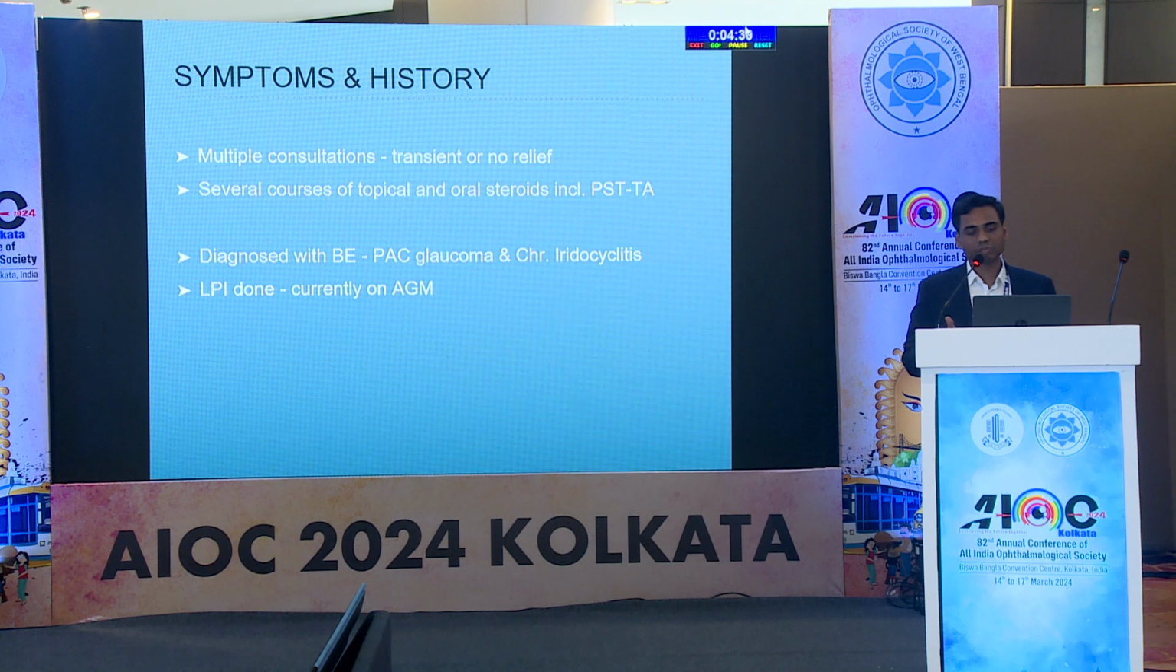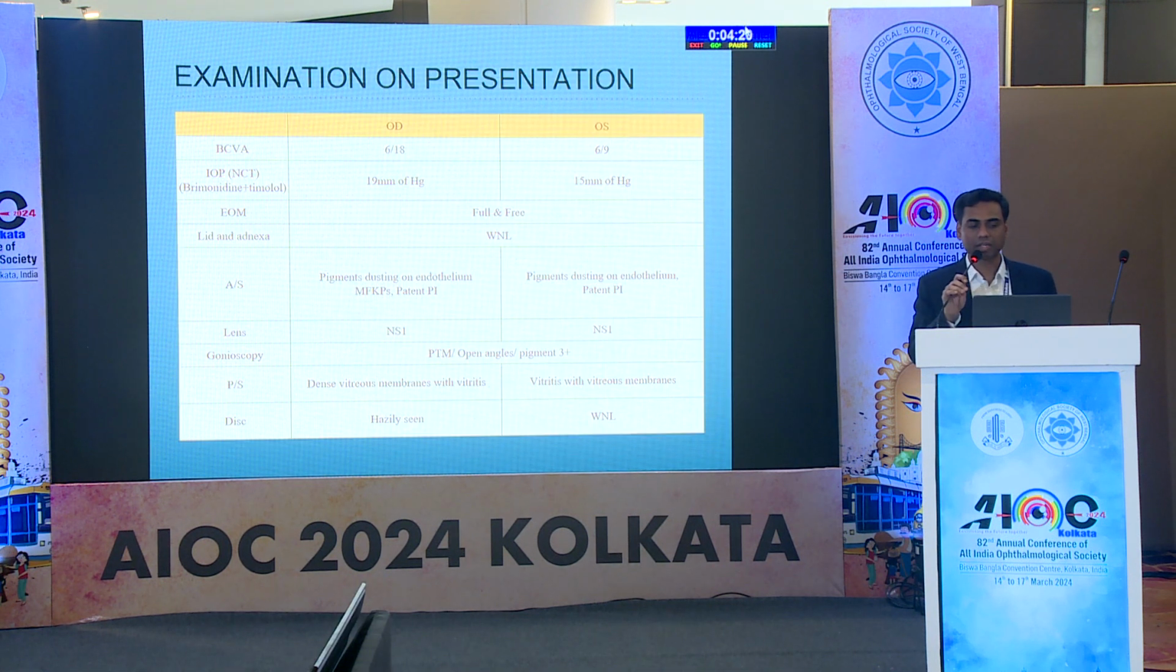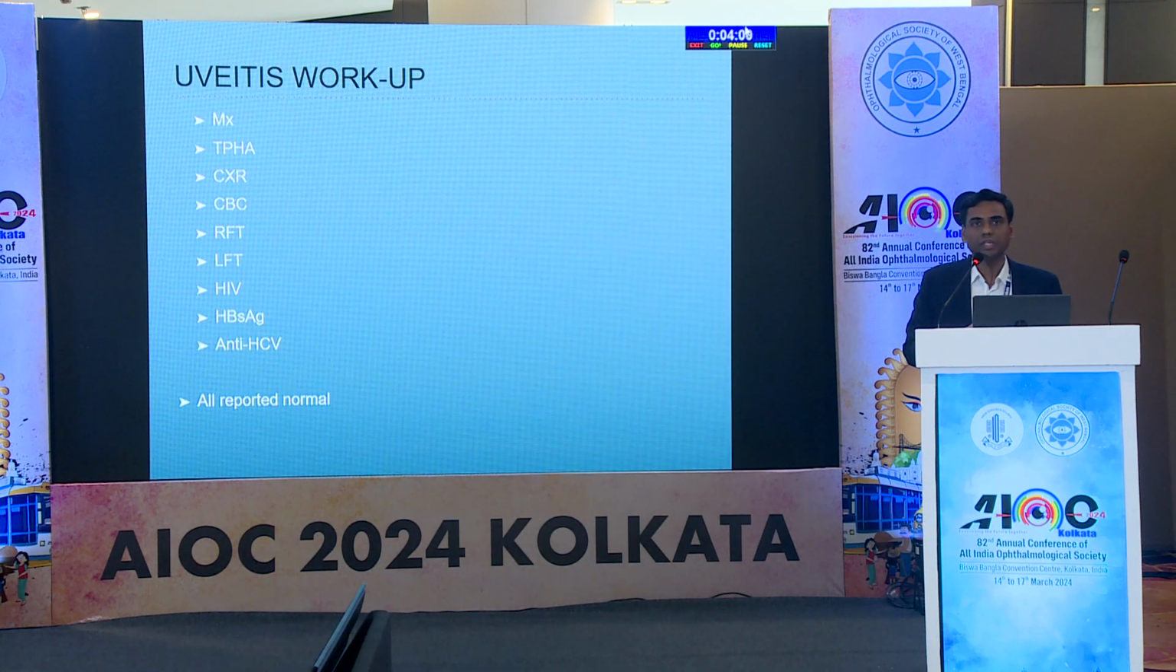She was even diagnosed with both eyes primary angle closure glaucoma, chronic iridocyclitis, and laser PI was also done. And currently, when the patient presented to us, she was on anti-glaucoma medication. The vision was 6/18, 6/9, pressures were moderately controlled. She had KPs, pigments on endothelium, and some cataract. On fundus examination, she had dense vitreous membranes with vitritis, which were more in the right eye compared to the left. We subjected her to a thorough uveitis workup, which turned out to be negative.